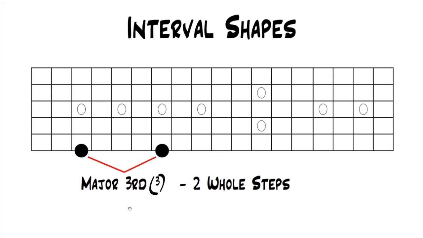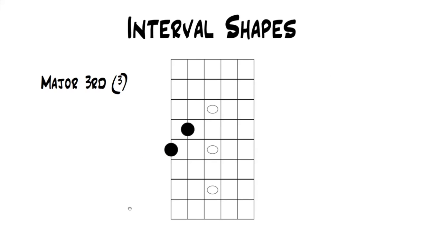The next interval was a major third, or a 3, and that was two whole steps on one string. If you were to play it on two separate strings, it would look like this. Again, you're just moving that note up half a step, and it gives you that shape.